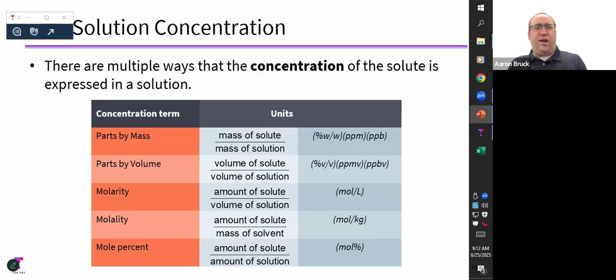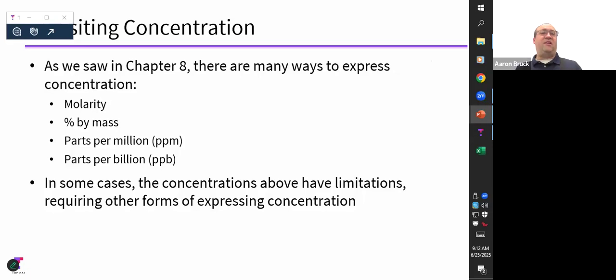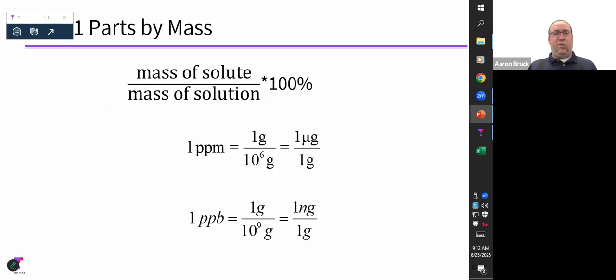That is where some of the important calculations that we're going to be doing today and in this chapter are going to come from. So let's just take a quick walk down memory lane here and talk about some things that we have seen in the past. So we have seen parts per mass before. In parts per mass, we are looking at the mass of the solute divided by the mass of the solution times 100%.